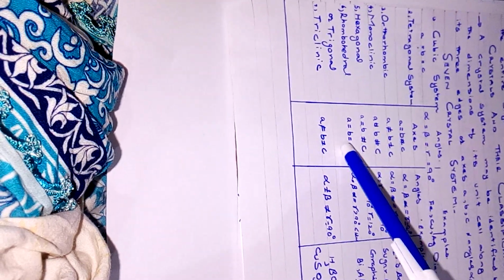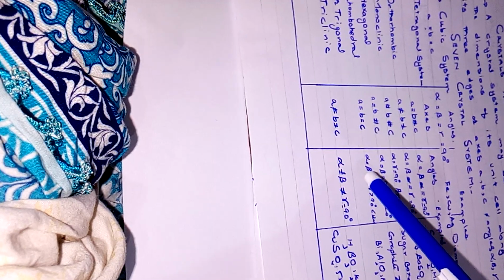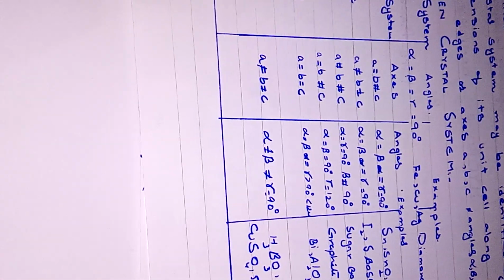Next, rhombohedral: a is equal to b is equal to c. All 3 lengths are equal, and alpha, beta, gamma are not equal to 90 degrees. Bismuth, aluminum oxide, sodium nitrate are examples. And next is triclinic: a not equal to b, b not equal to c, alpha not equal to beta, beta not equal to gamma, not equal to 90 degrees. Examples are orthoboric acid, potassium carbonate, copper sulfate pentahydrate.